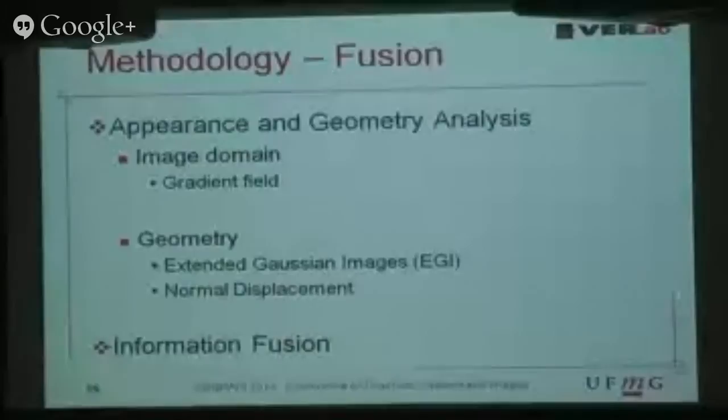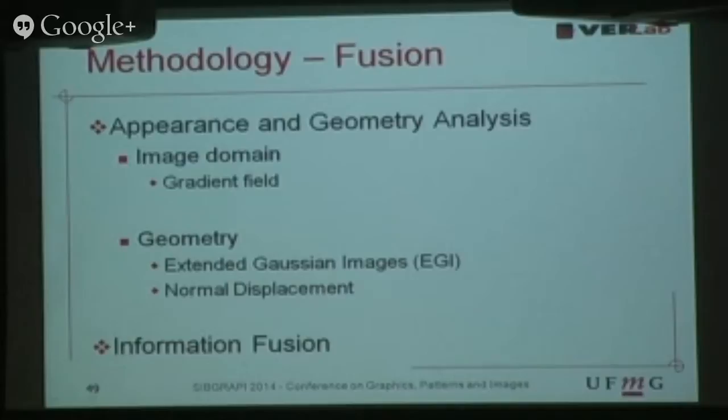And as far as fusing is concerned, we use both the information from the image domain, which is the gradient field, and geometry. And we use two alternatives, and these are going to generate two different descriptors, actually three different descriptors. The extended Gaussian images due to B.K.P. Horn, and the normal displacement. And then we perform the information fusion.